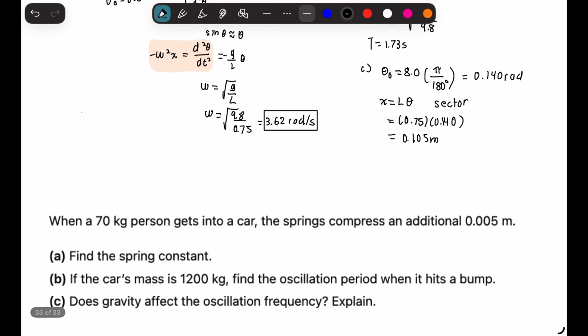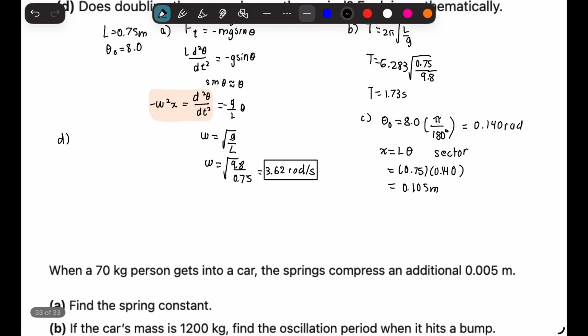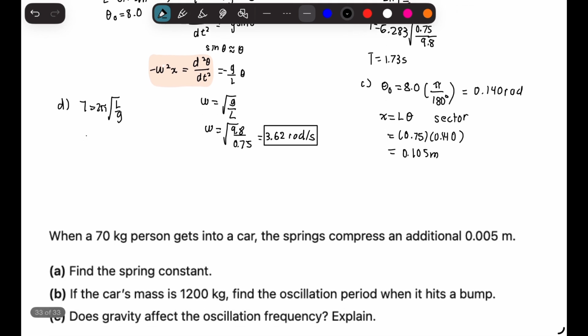So now we're asked, does mass affect the period? So let's look again at our equation. T is equal to 2 pi root of L over g. There's no mass in this equation. So the answer is no. Mass does not affect period, just like we saw before.